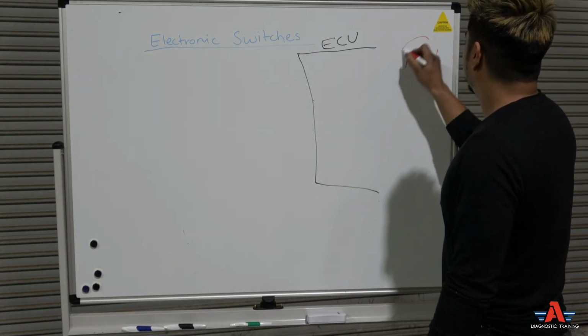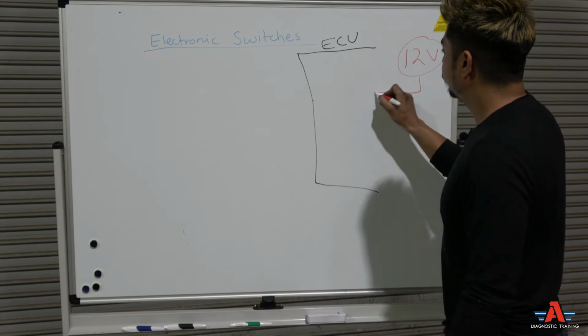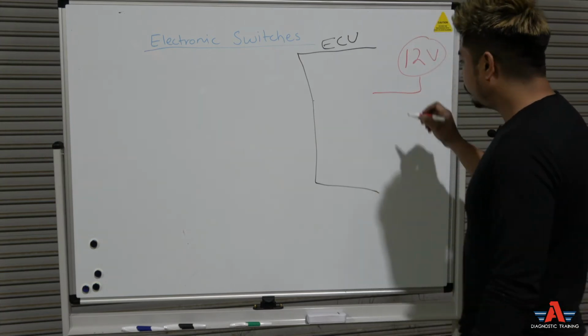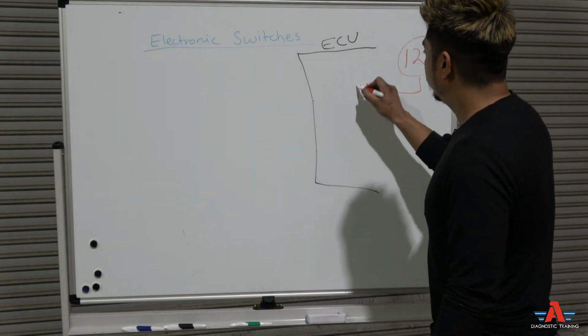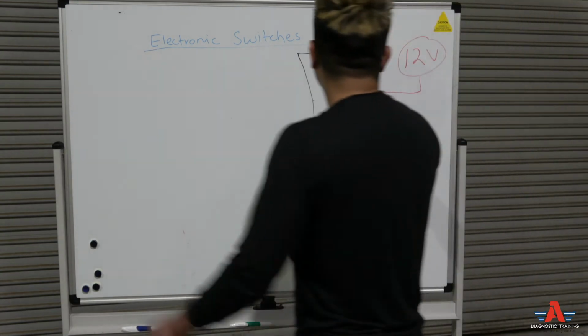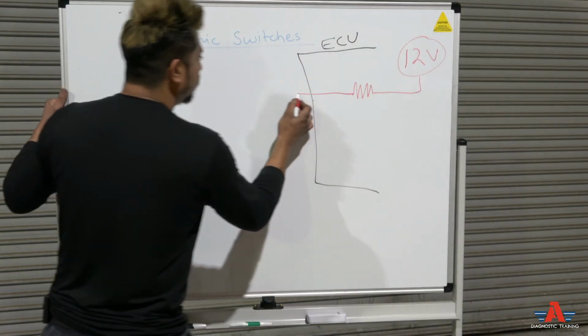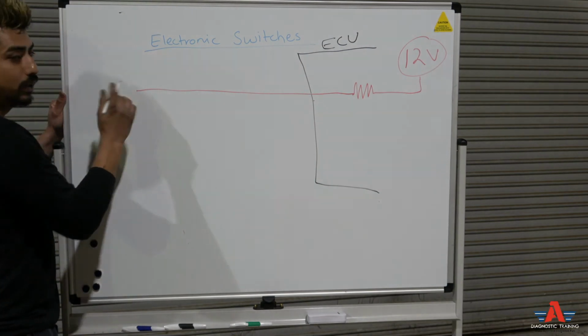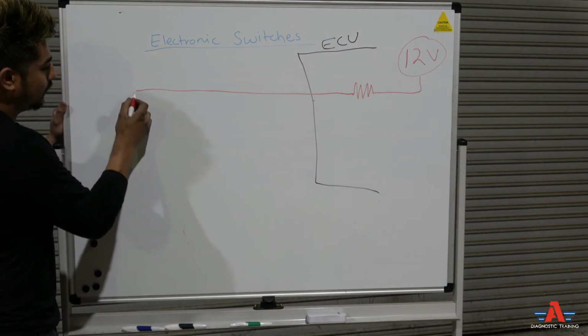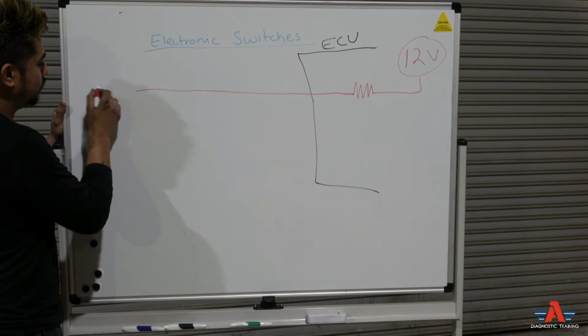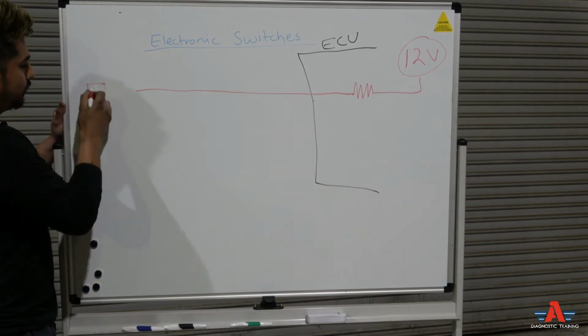12 volts is going to come in, and there will be a resistor in there, okay? Then that 12 volts is going to travel all the way out to our switch. Let's say this is our switch.